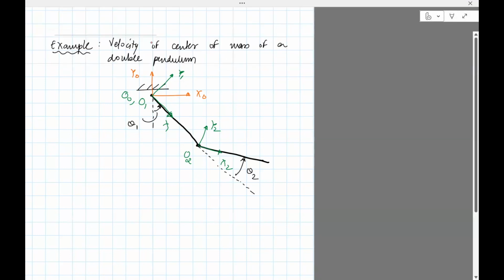Okay, so now that we have the pendulum, we fixed the axis. Let's assume that the center of mass for the first link is here, G1. The center of mass for the second link is G2. And this distance, I will call C1. And this one, C2. And of course, I'll need the length of the first link.